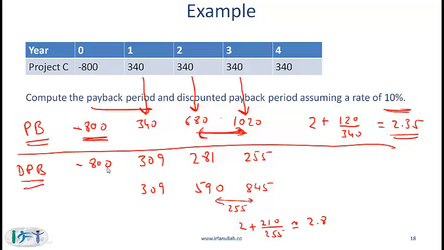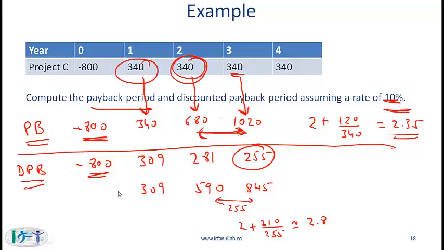Discounted payback. The initial investment is 800. Then, as we saw on the previous slide, we have to take each of these numbers and come up with their discounted value or their present value. The present value of the first 340 is 309. The present value of the second 340 is 281. We came up with this number by saying 340 divided by 1.1 squared, and then 255 is 340 divided by 1.1 cubed. So step 1 is coming up with this row which gives us all the present values.